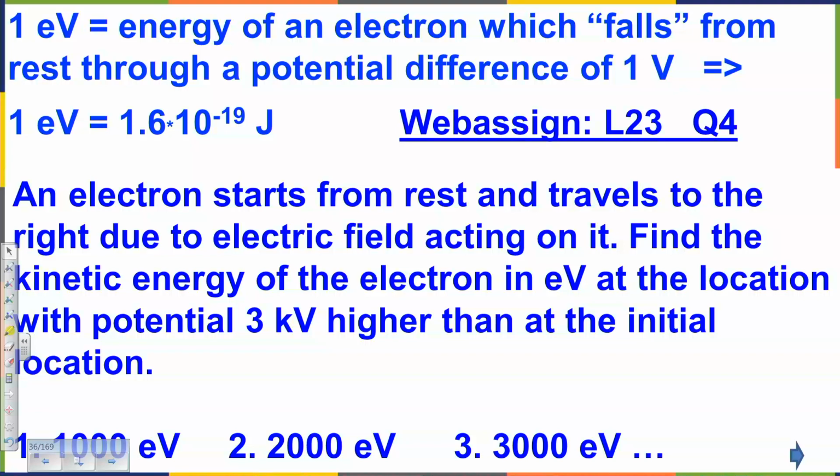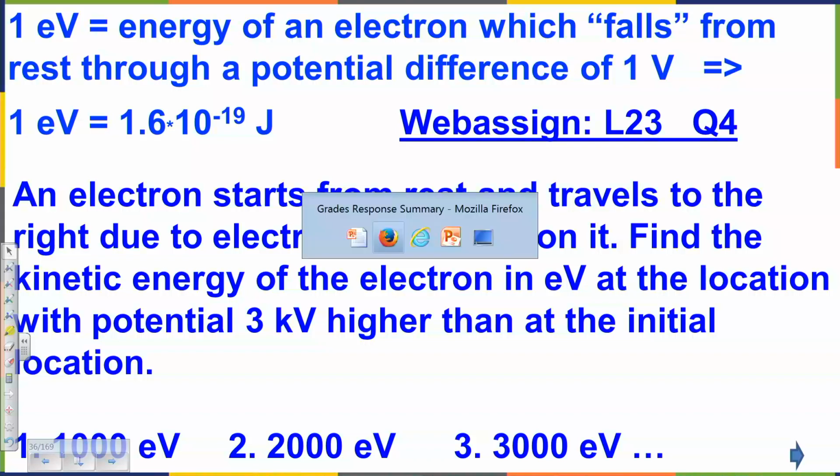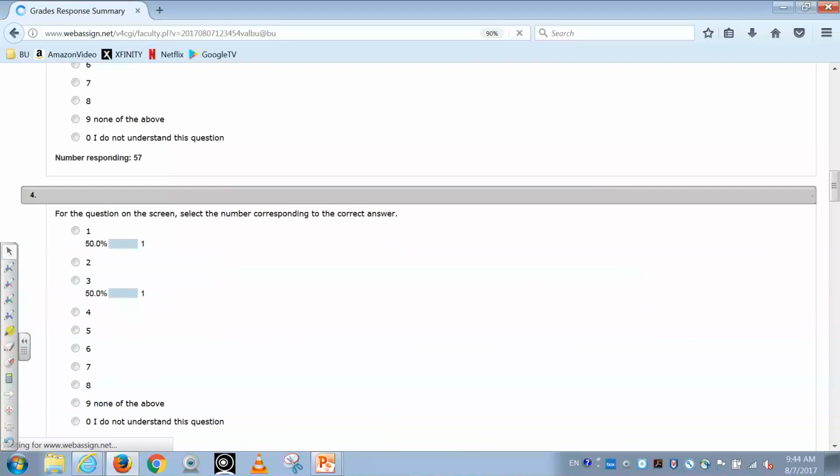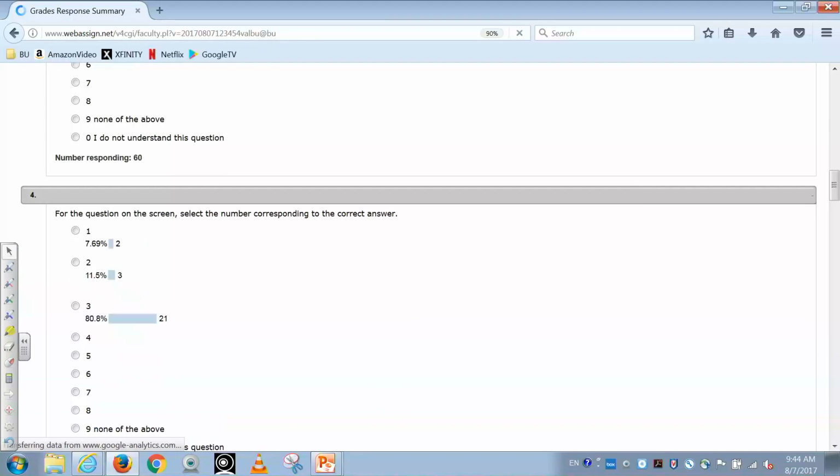We let it go from rest. Initial kinetic energy is 0. The energy it gains due to work done by the electric field is equal to, survey says. I wonder if we would survey 100 people on the street with this question, what would they say?